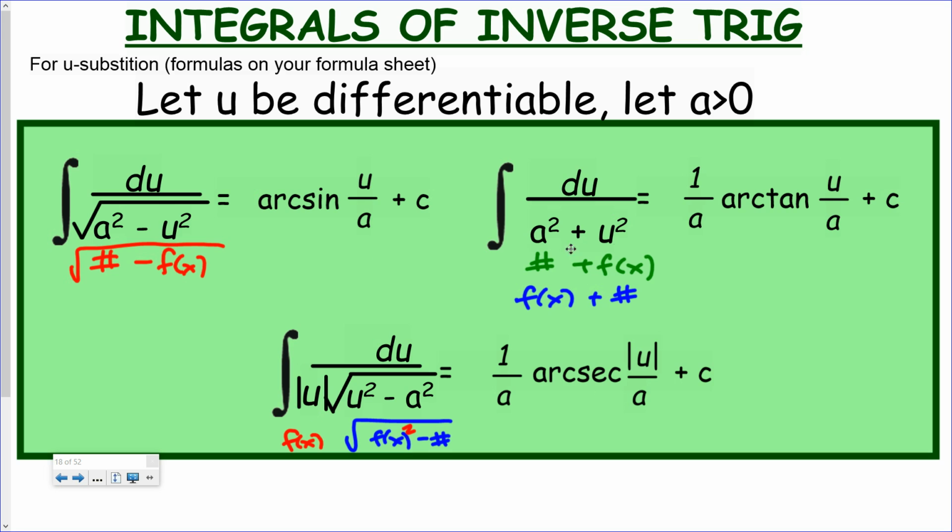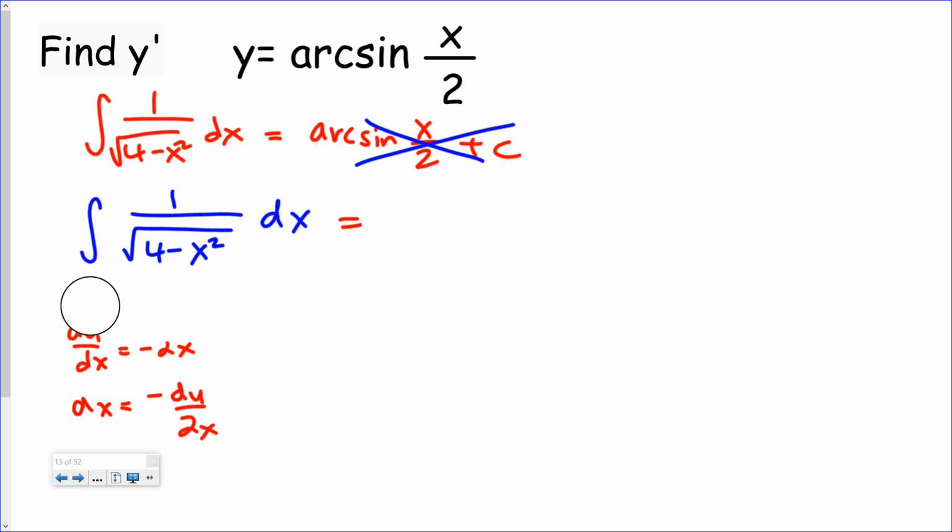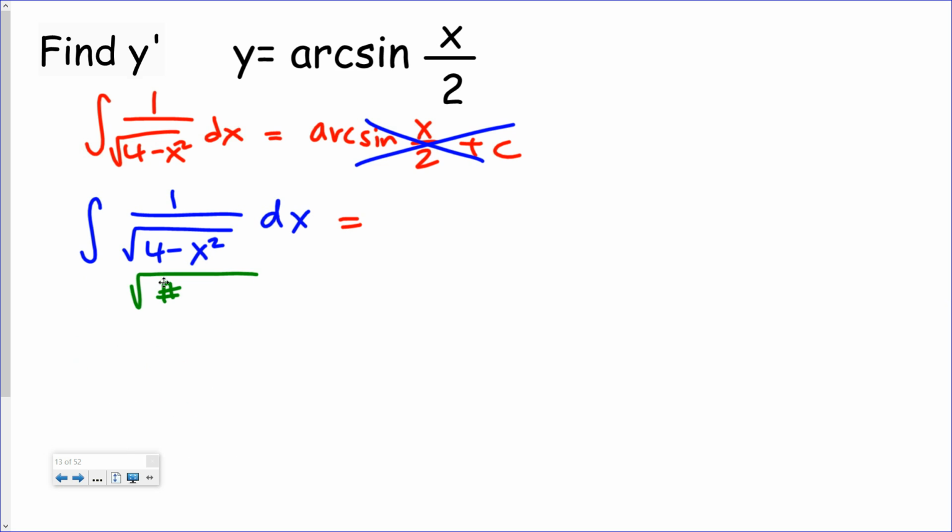Okay, so looking at these three things and looking at the problem that we want to do, we know that the regular U substitution didn't work, okay? This is actually the square root of a number minus an f of x. Does that match any one of our possibilities? Yes, it matches the arcsine, right? So what I do here is I write this is equal to arcsine u over a plus c. I just write what's on my pink sheet, okay? Maybe it's an arcsine u over a plus c. Maybe not, but maybe it is.